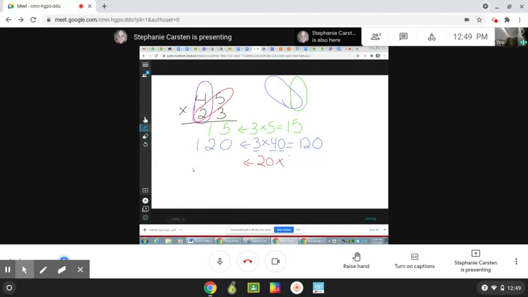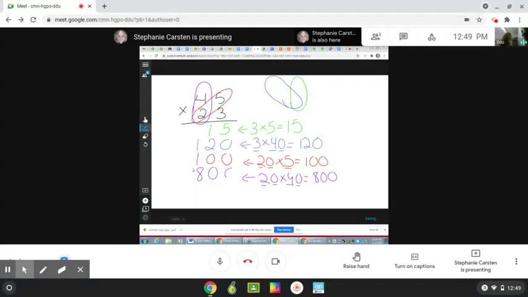So 20 times 5, we're going to use our zero trick. So 2 times 5 is 10. And then we add on that 0. So that's 100. I'm going to write it in. So that was the red oval, this one right here. And now we're going to do the purple one. So again, the value of that 2 is really 20, and it's going to be 20 times 40. And when I do that, I'm going to use my zero trick. So 2 times 4 is 8, and I have to add on my 2 zeros. And now I can write that 800 in.